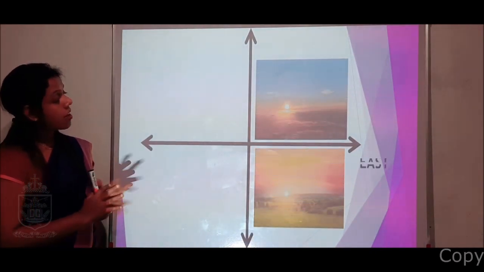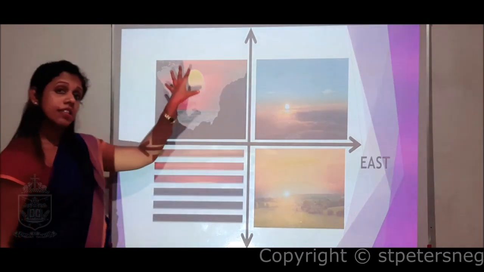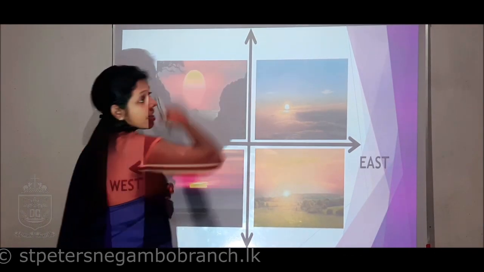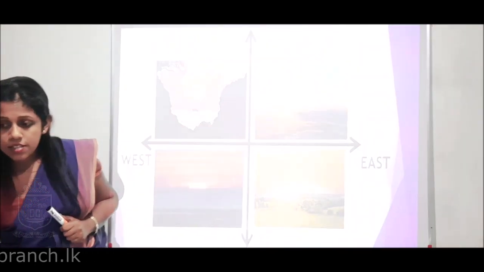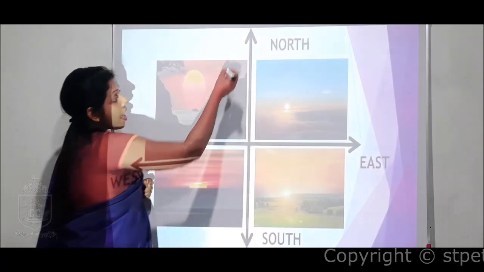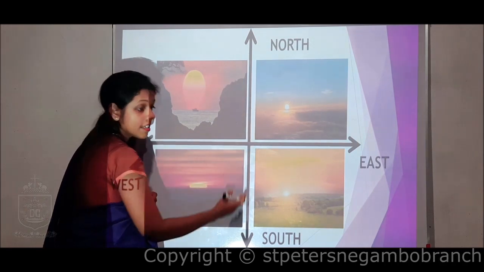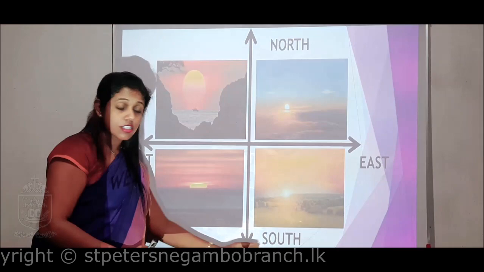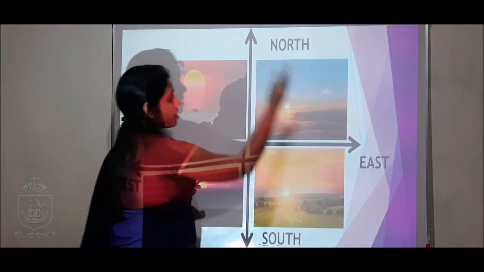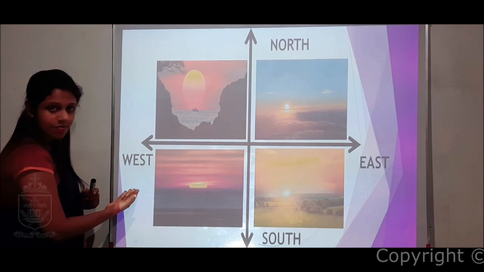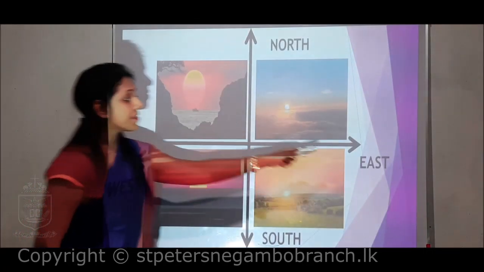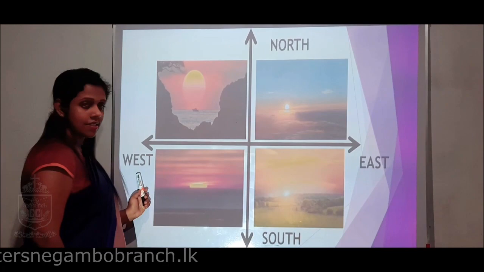So now I have the east direction and the west direction, and upward we have another direction called north. Just opposite to the north, in the downward direction, we have another direction called south. Altogether we have 4 directions now: north, east, south, west. Now how many main directions are there, children?